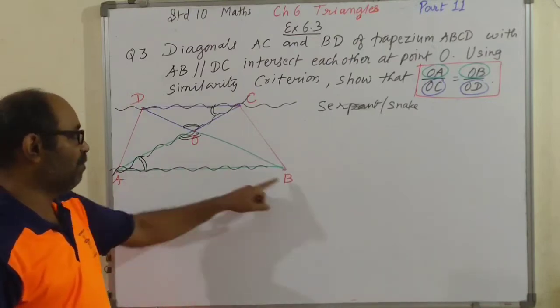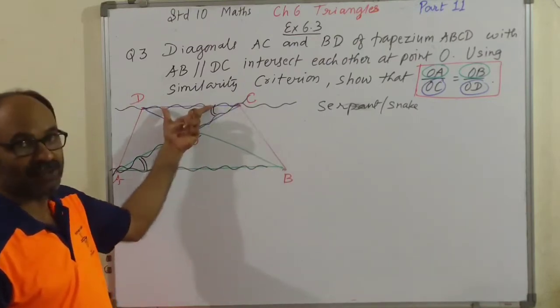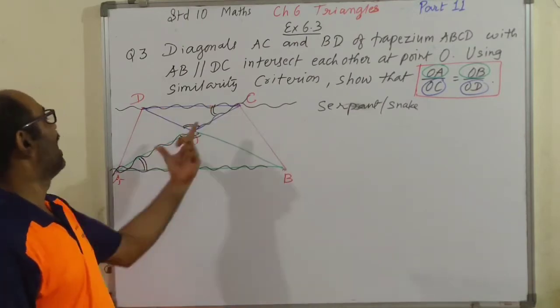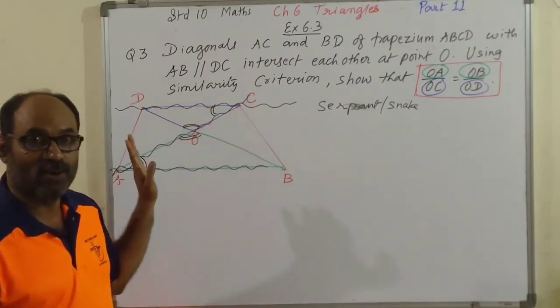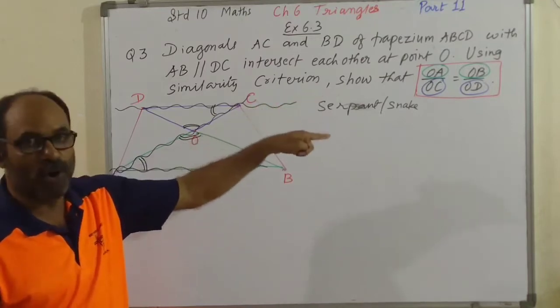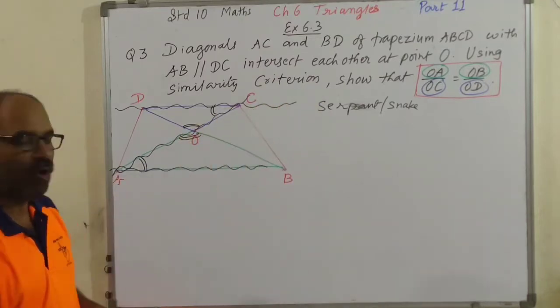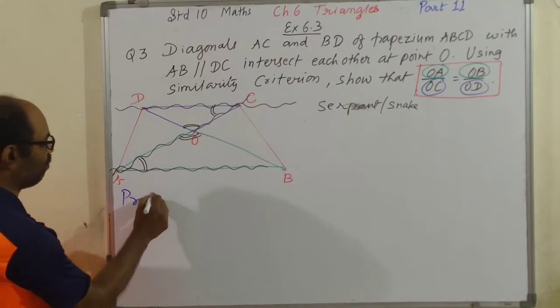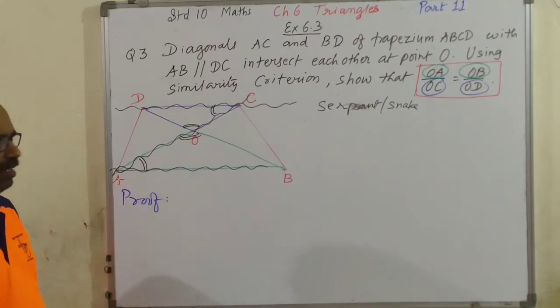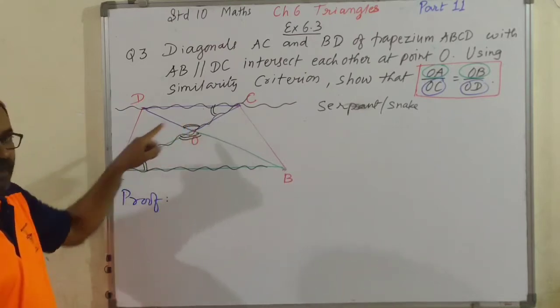Data. In trapezium ABCD, AB is parallel to CD, full stop. Diagonals AC and BD intersect at O. To prove, OA upon OC is equal to OB upon OD. Now I'll start the proof. These angles are alternate pairs.